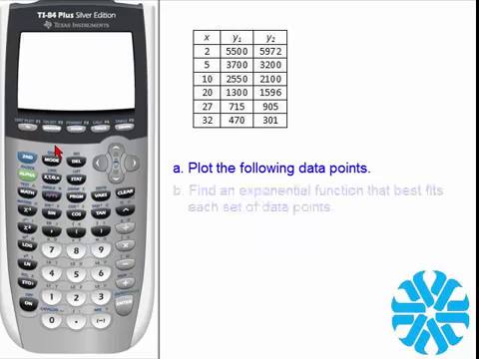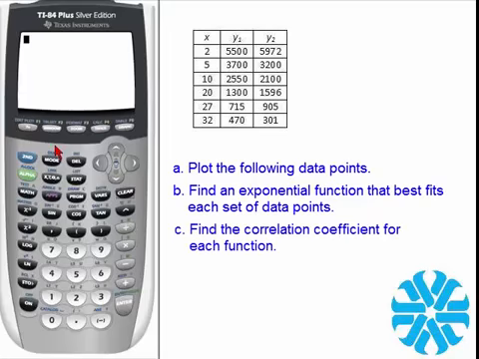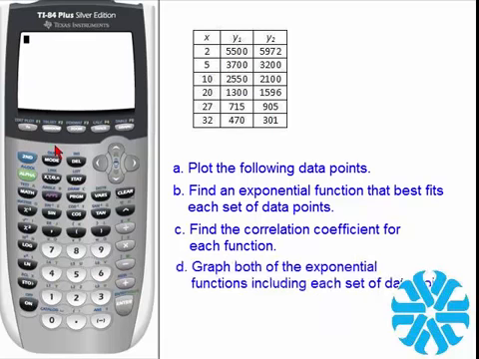And then part B, we would like to find an exponential function for each set of data points. In other words, we want to find an exponential function for x and y1 and then for x and y2. And of course we're going to find the correlation coefficient for each of those functions. And then we would like to graph both of the exponential functions, including the set of data points. Alright, so there's a few things that we need to do here.